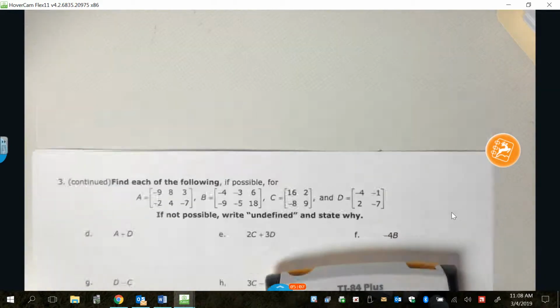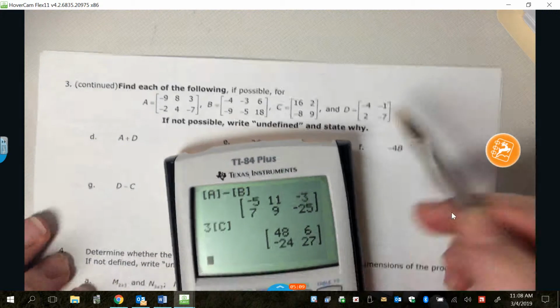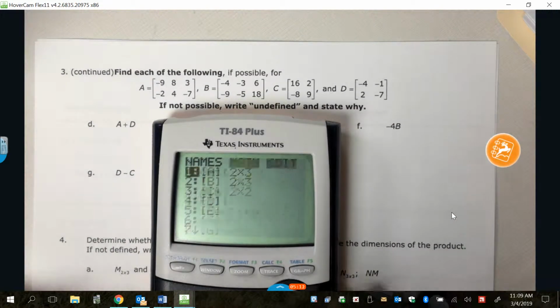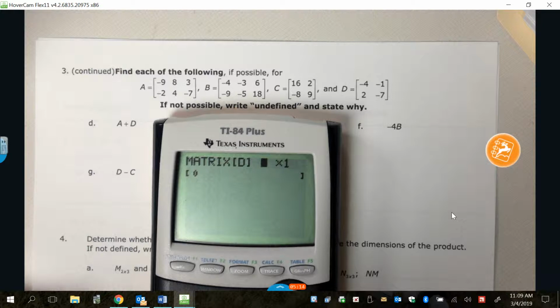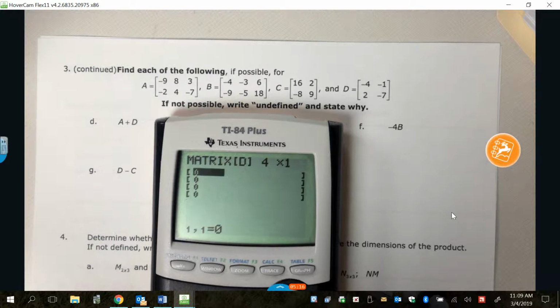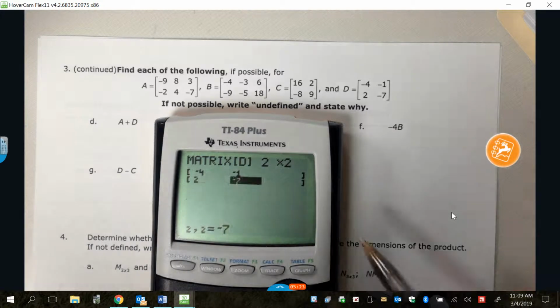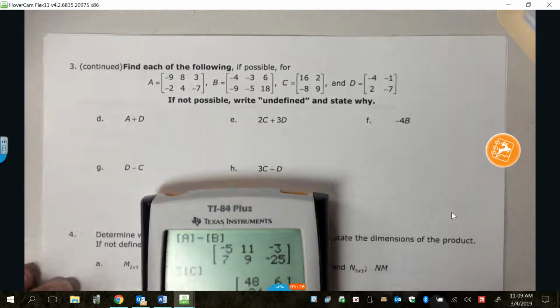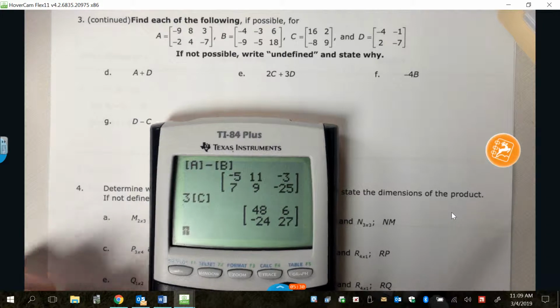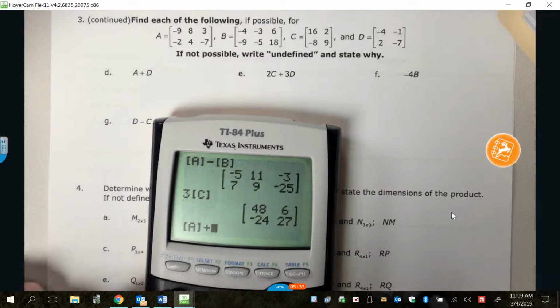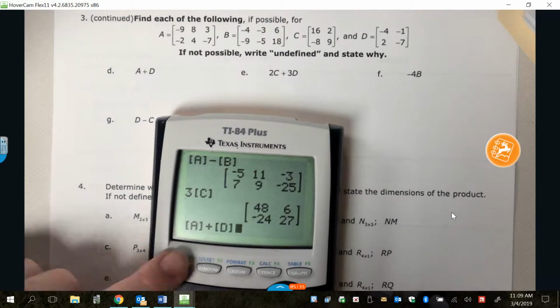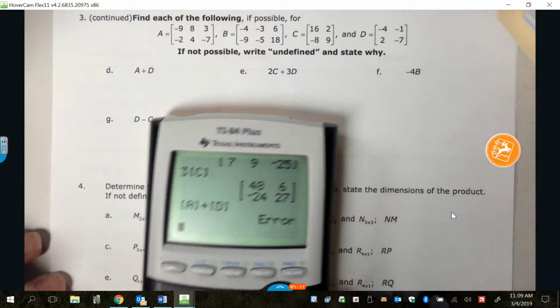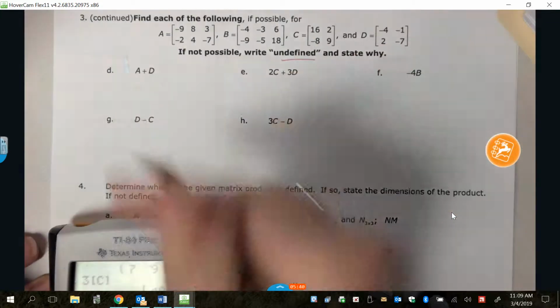Okay, let's look at number 3 continued. I did add one more matrix, so we're going to do second matrix, go over to edit, but the other 3 are the same. Oops, it's not a 4 by 1, sorry. It's a 2 by 2: negative 4, negative 1, 2, negative 7. Now I'm doing the same things, A plus D. It says mismatch, therefore it's not possible. I'm going to write undefined.